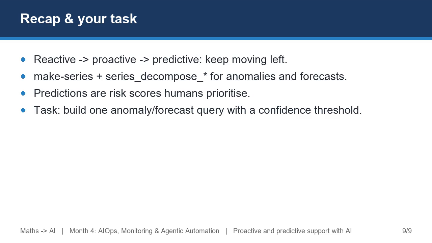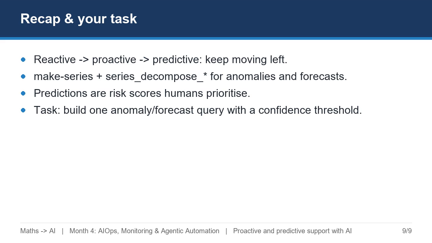Let's recap. The journey is reactive to proactive to predictive, always trying to move left. You build anomaly detection and forecasts with make series and the series decompose functions. Predictions are risk scores that humans prioritize, never automatic triggers, and they pass the same approval gate.